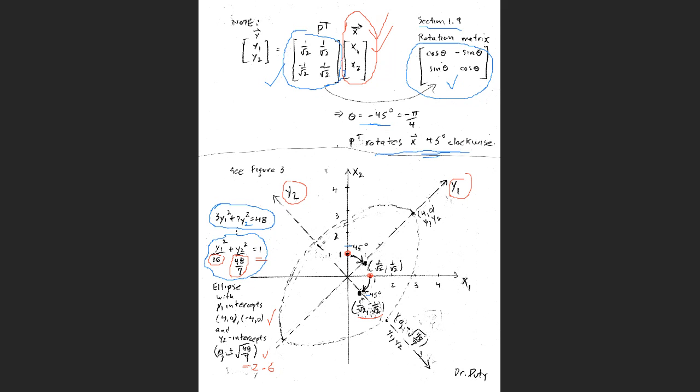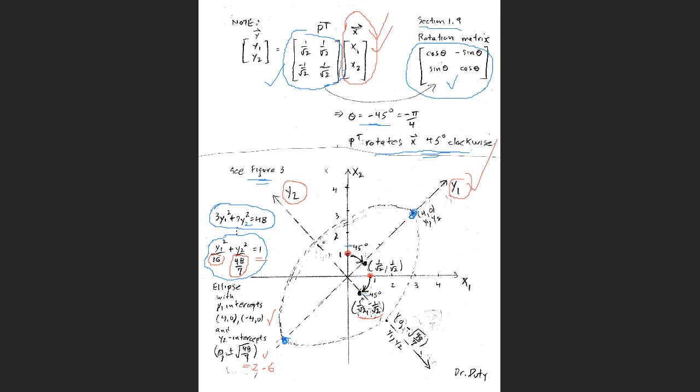Now, okay, my ellipse has y1 intercepts 4, 0 and negative 4, 0. Here's the y1 axis, and I go out 4 units on the y1 axis and put that intercept there, and then the other one's over here. And you'll see this matches figure 3 in your textbook, but I give a little bit more detail on how it comes about.